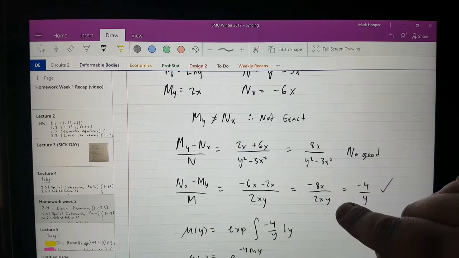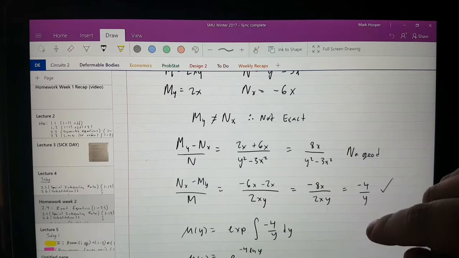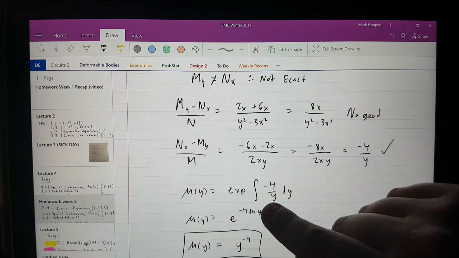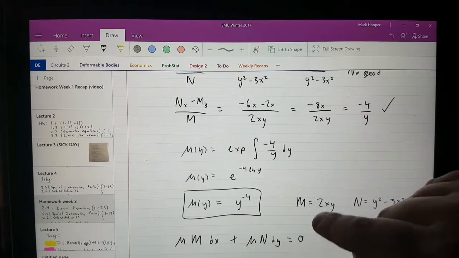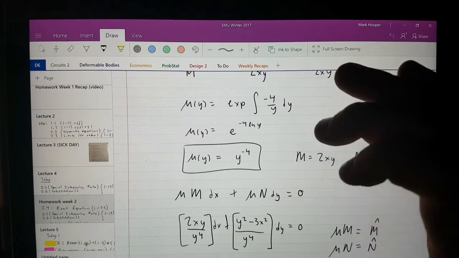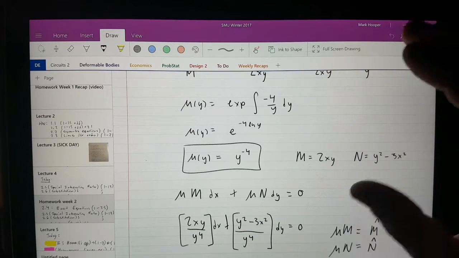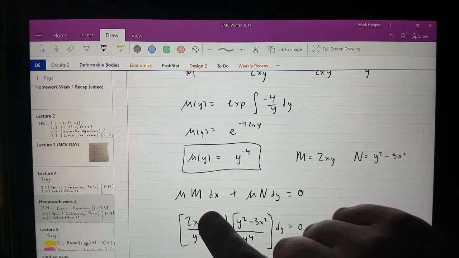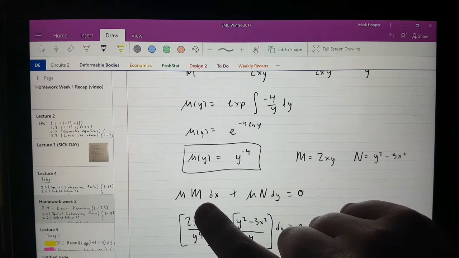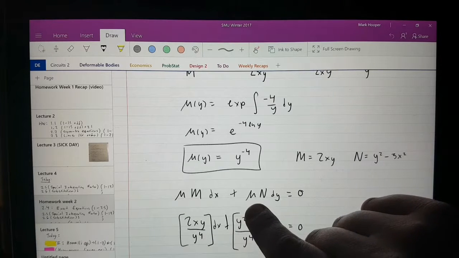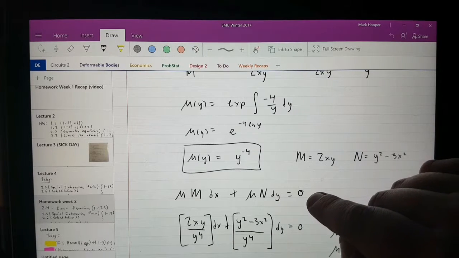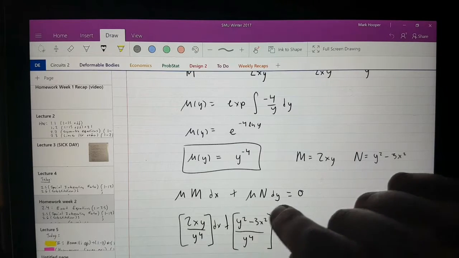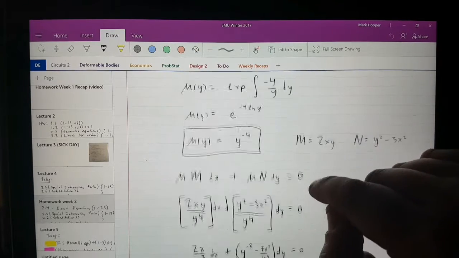This one works out because it just depends on y. So mu of y is the exponential of the integral of this stuff. So there's our special integrating factor. So now once we got this is the new technique. This is the new kind of equation: mu times M, just regular M, dx plus mu times N dy equals 0. Because this factor is what's required to make that relationship true.